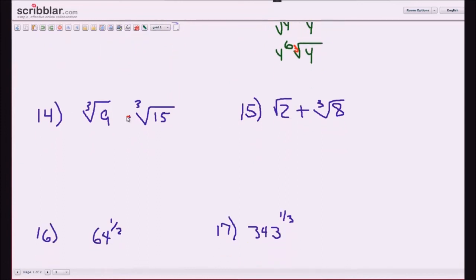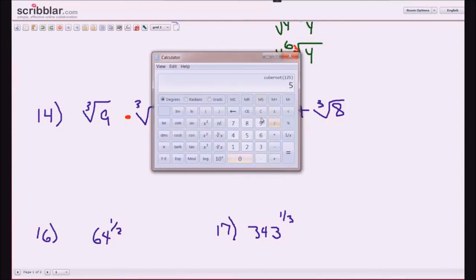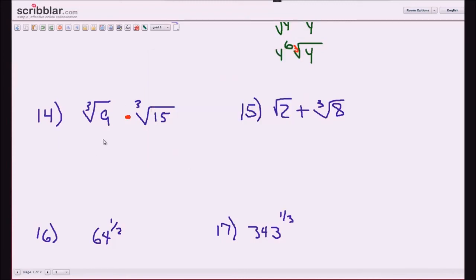So this one here is multiplication. I have cube root and cube root. Since they're both the same roots, I can multiply those numbers. So 9 times 15. If they were different root types, you can't do it. So we're left with 135. So we have a cube root of 135. Oh, but that's a big number.